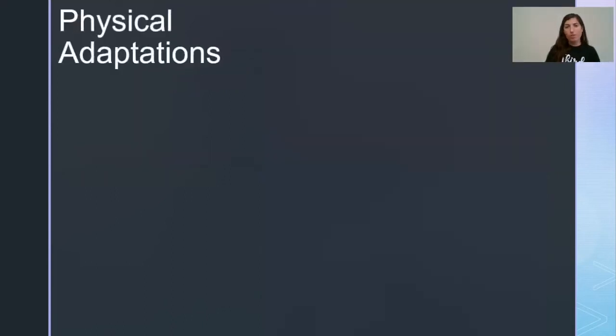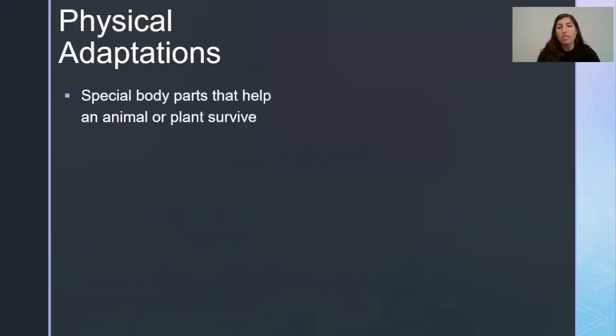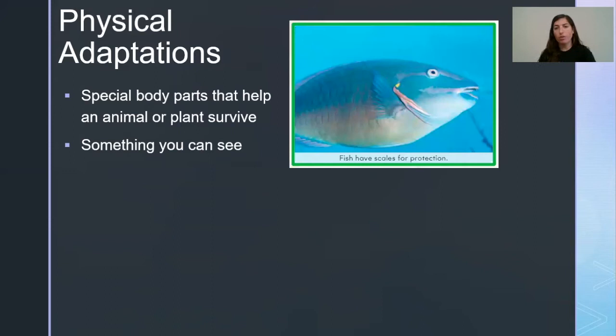So today we're going to be focusing on physical adaptations. Next week we're going to focus on behavioral adaptations more. Physical adaptations are special body parts that help an animal or a plant survive. Those adaptations are something you can see. And on the other screen, it showed the ears of those two animals, the teeth, you can see those. Those are physical. So here are a few other examples.